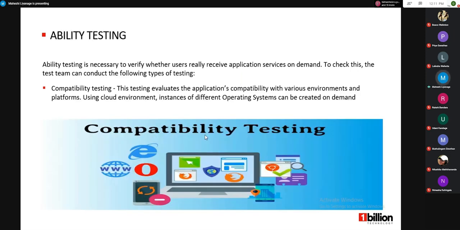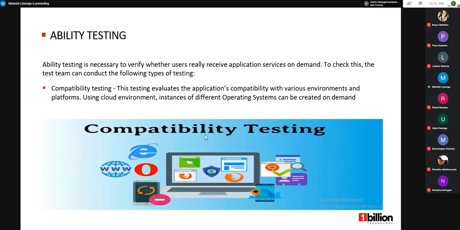Then we have another testing type. First we have functional, then non-functional, and the other one is ability testing. Ability testing is carried out to verify that users really receive these application services on demand. To test this, we have some testing types. The first one is compatibility testing. This will evaluate the application's compatibility with various environments and platforms, and it is used in the cloud environment under different operating systems.